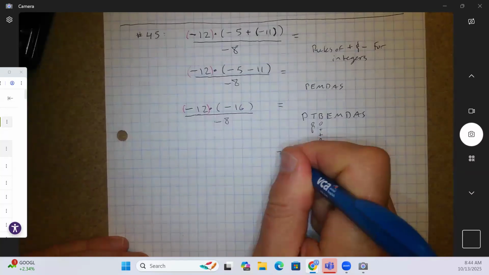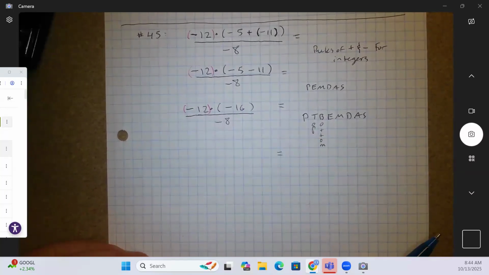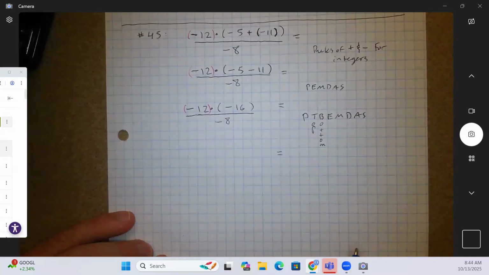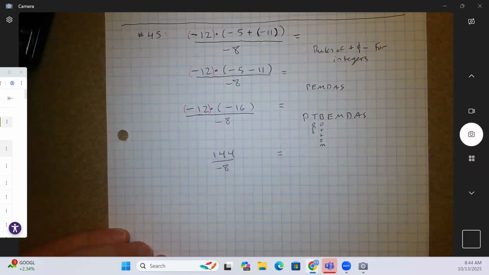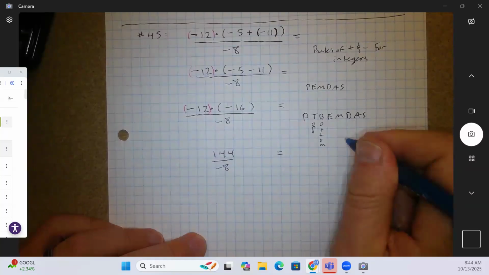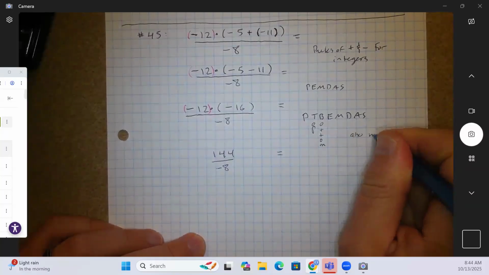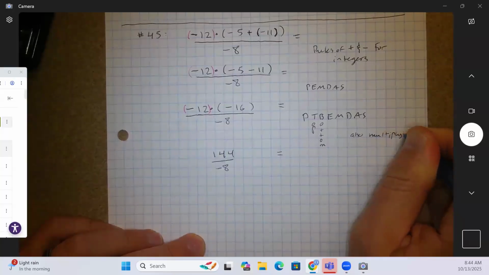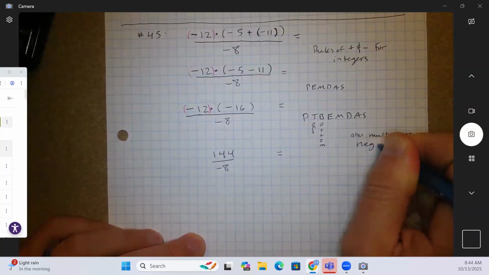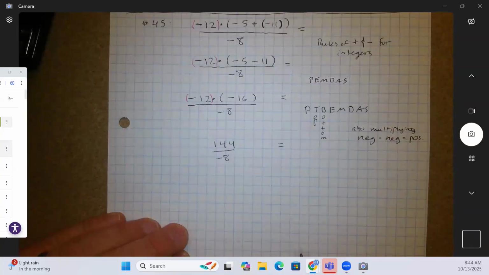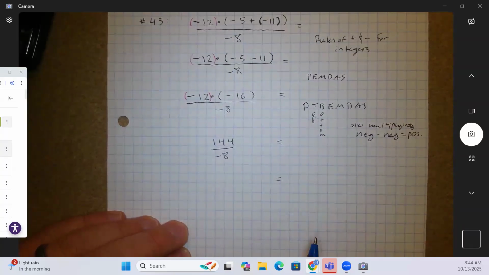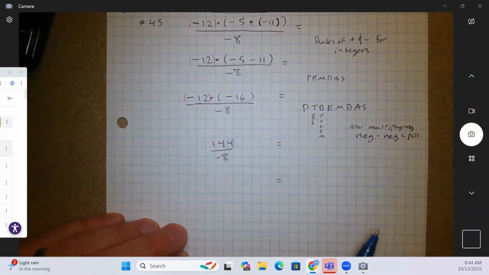Negative 12 times negative 16. What's a negative times a negative? It's going to be a positive. Great. Let's see if I can do this in my head. 48 times 3, 100. Yeah, that's what I thought. It's 144, and it's going to be positive. And we're going to divide it by a negative 8. Multiplying a negative times a negative equals positive. 144 divided by negative 8, is it going to be positive or negative? You get 144 12 times. Yes.